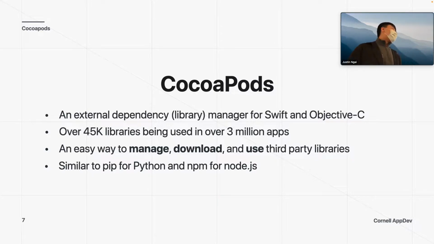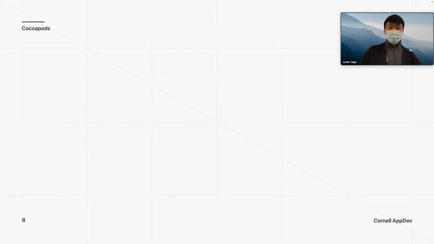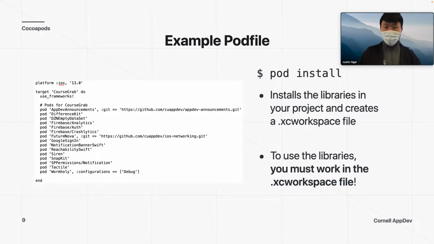And so in today's demo, I will show you how to install and set up a project using CocoaPods. If you've worked with Python before, it's very similar to when you do pip3 install. And if you've used Node.js before, it's very similar to npm or Yarn for that matter. Okay, so this is kind of how it works. I will actually show the demo right now.